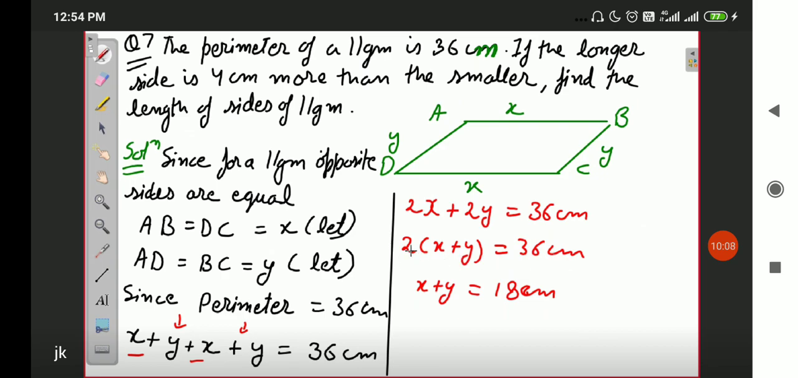Because, beta, this 2 is transported to the denominator of RHS. See, 2 is in multiplication with x plus y. So when we transport 2 to the right hand side, the sign between the number at the right hand side and the 2 becomes division. So 36 is divided by 2 and then it becomes x plus y is equal to 18 centimeter.